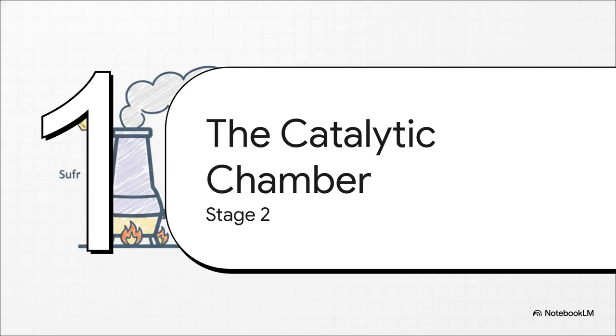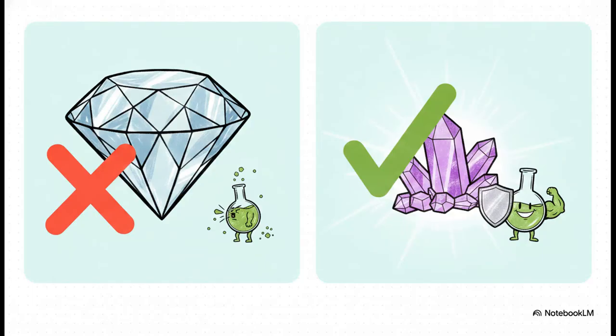Welcome to stage 2. Now, inside this chamber, we've got to add more oxygen to our sulfur IV oxide to create sulfur VI oxide. But this reaction doesn't just happen easily on its own. It really needs a catalyst to speed things up. Now, historically, platinum was considered, and honestly, it's a fantastic catalyst. But here's the secret as to why they don't use it today.